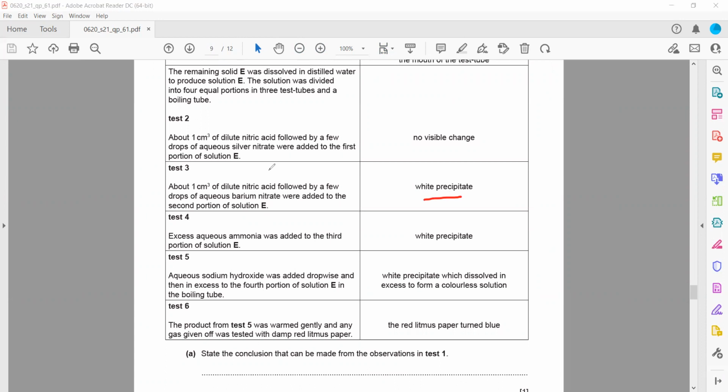And test 6 indicates when we supply heat energy, a pungent gas is given off which turns the red litmus paper blue. So this indicates that there is an ammonium ion. So what are the ions present? It contains ammonium ion, it contains aluminum ion, and it contains sulfate ion. You can write the formula for each ion, or you can mention in words. So these are the 3 ions present in solid E.